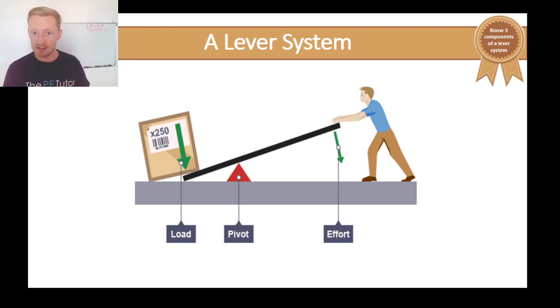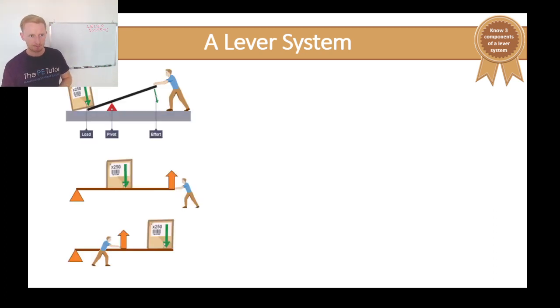So it wouldn't make sense here for this person to lift up. Because if that person lifts up, that's going to rotate the lever the other way, and it's not going to work. So we need to make sure that we draw it in the right places. But this person could choose to move this plank, to move the pivot, to move the box, to move themselves, and create a new lever system. So they're not all the same.